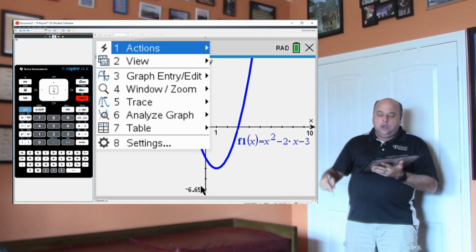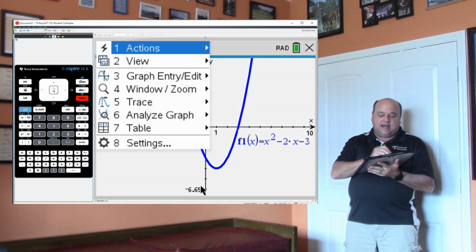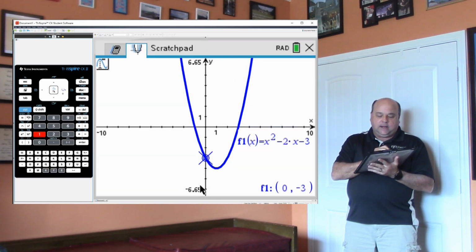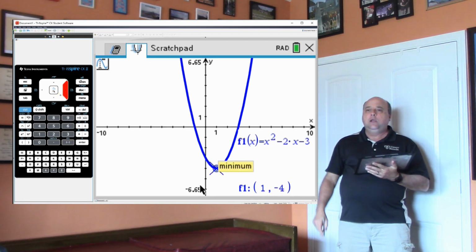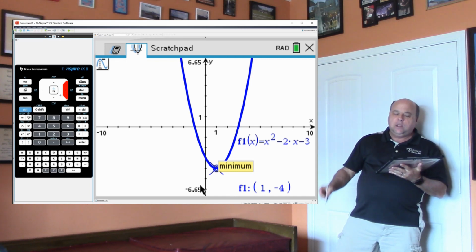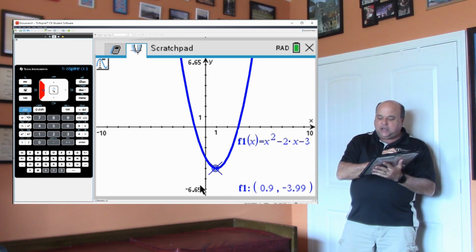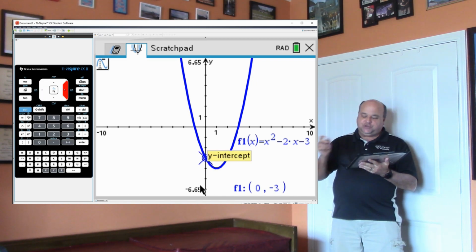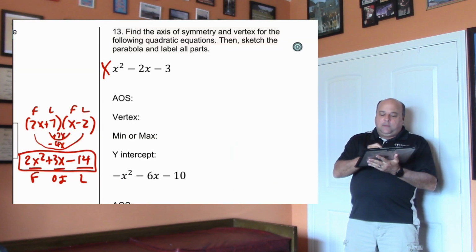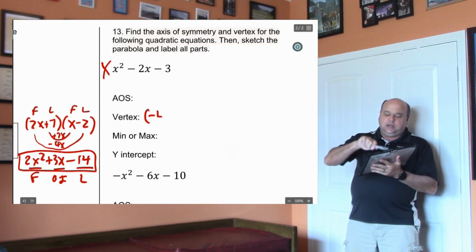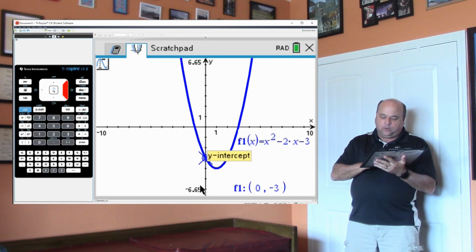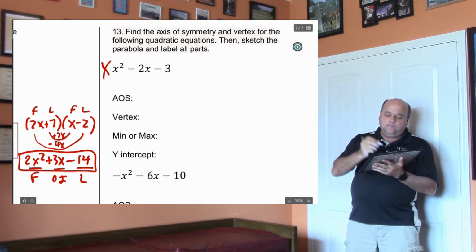So I'm going to do Menu. Where does it say trace? It says trace at 5. And then I'm going to hit 1. And then I'm just going to hit the right arrow button until I get to where it says minimum. Boom. And it's 1 comma negative 4, right? The other point I need to know, the y-intercept was 0, negative 3, right? So let's go back here. My vertex was negative 1, or was it negative 1? It's positive 1, negative 4, right? Positive 1, negative 4.